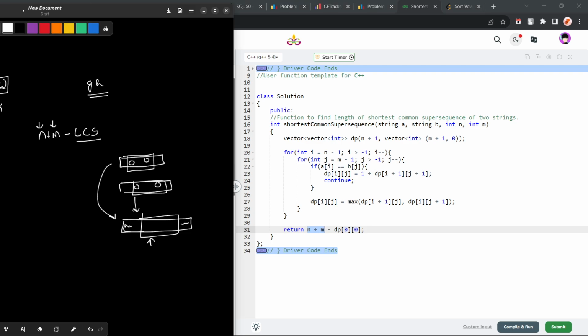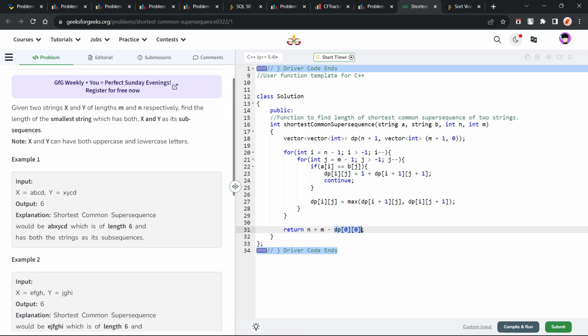If I include all the characters from the first string and all the characters from the second string, if I write S1 and S2, this is obviously one of the answers, but I don't want to repeat the longest common subsequence, so I subtract it from the length of the string n plus m. This is what I'm essentially trying to do.